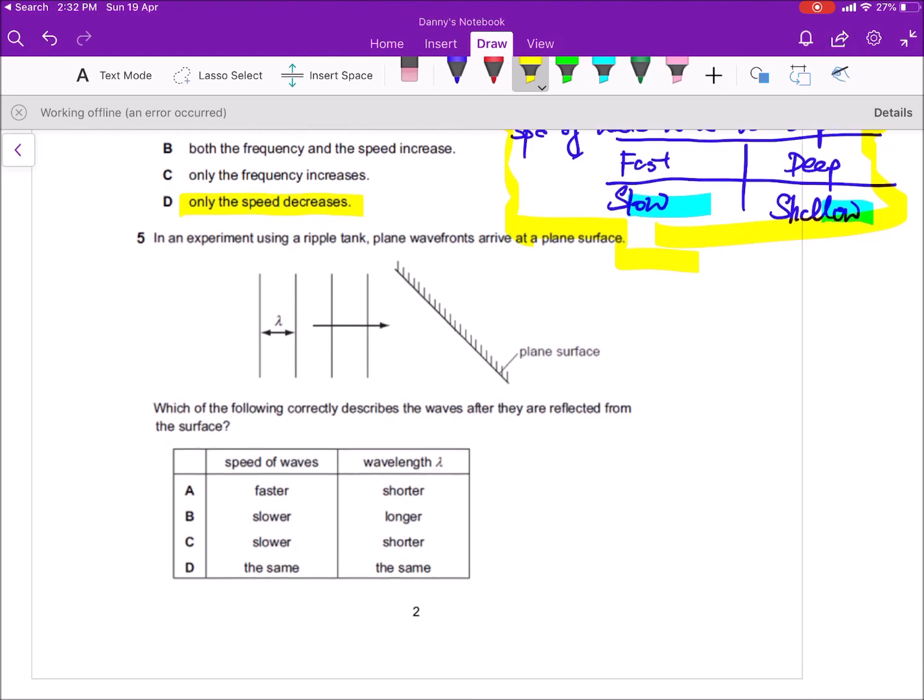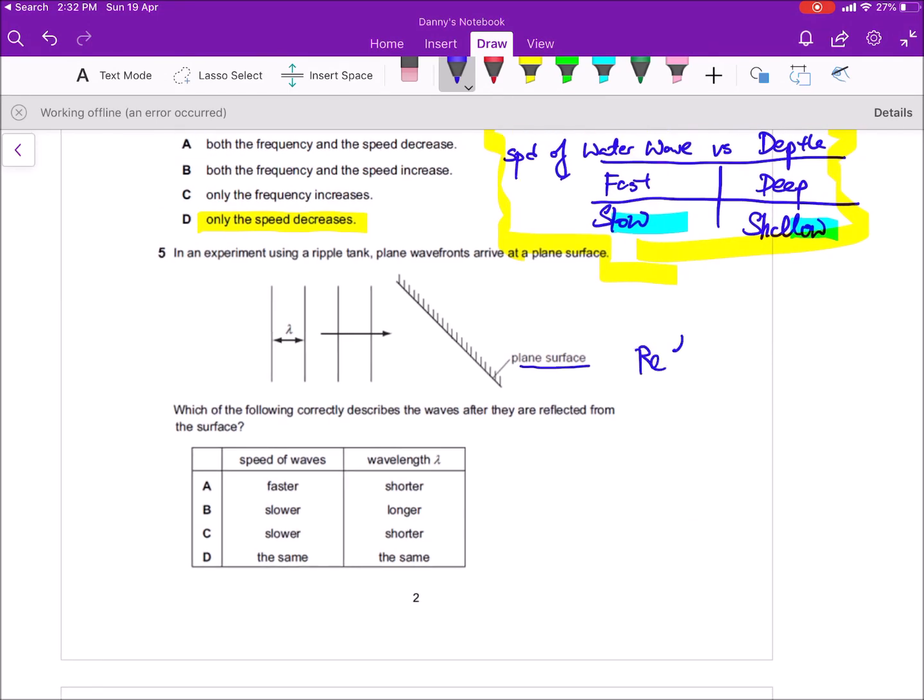Okay, for question 5, it is your reflection, because this is a plane surface, so you would expect reflection to happen. And reflection means that your speed is actually the same, it won't change. If the speed doesn't change, your wavelength and your frequency will not change. Just remember, most of the time your frequency is constant. So if speed is the same and frequency is the same, wavelength must be the same.